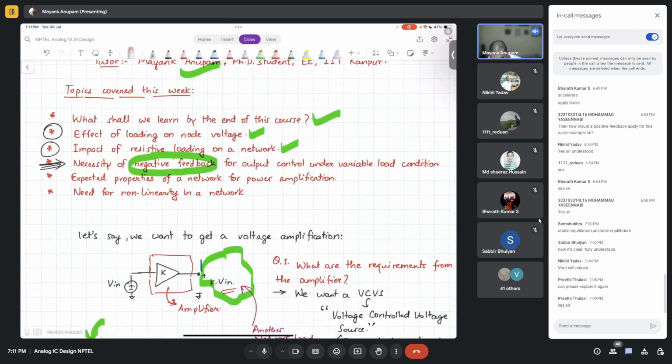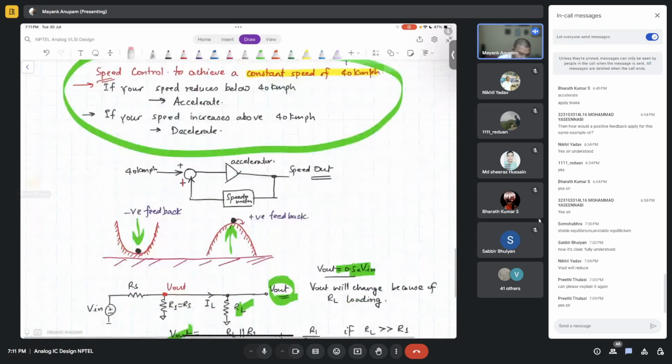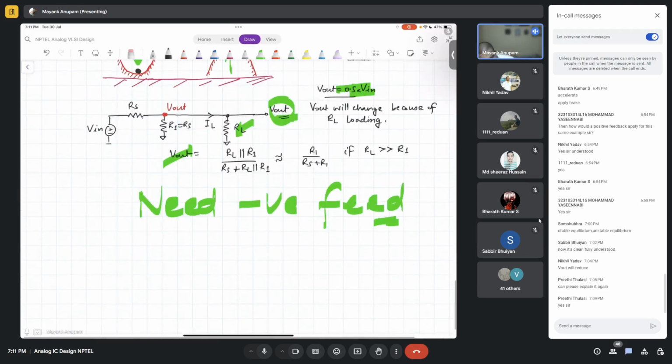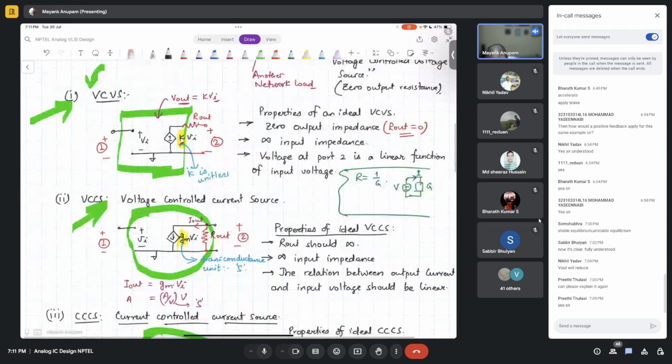Yeah. So that wraps up this part. Now the last point. I think a lot of people have doubts. Was this understood by all of you? What should be the property of a network for it to have power amplification? If people understood, I would just like to again summarize it, because I saw some people asking doubts in the discussion forum.